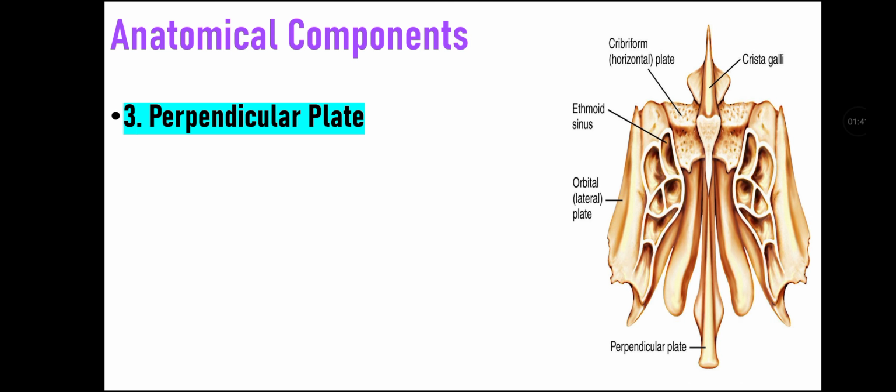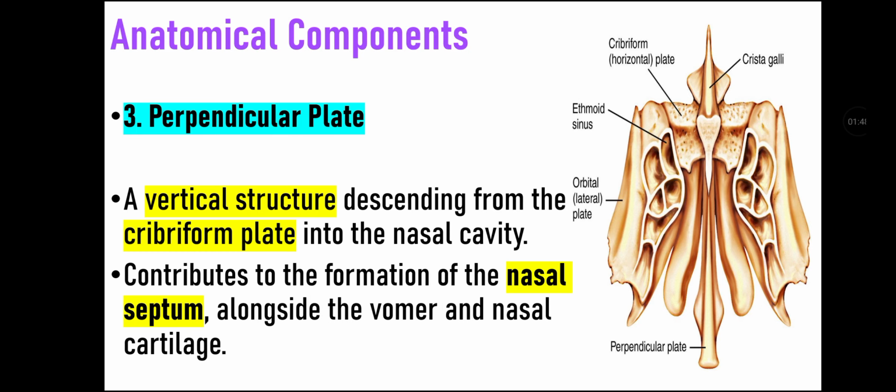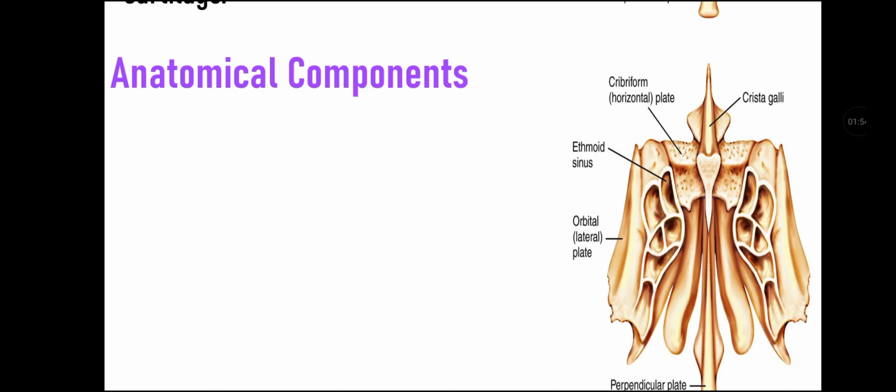The next part is perpendicular plate. As you can see here in the diagram, it is a vertical structure descending from the cribriform plate into the nasal cavity. It contributes to the formation of nasal septum alongside the vomer and nasal cartilage.